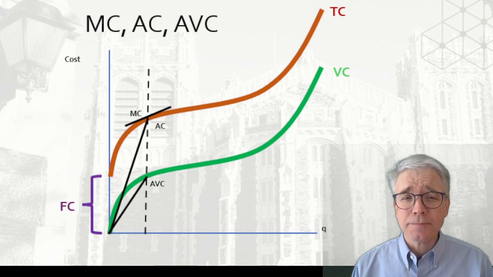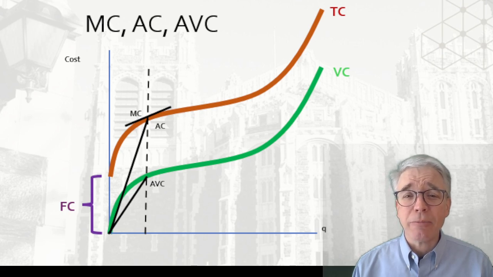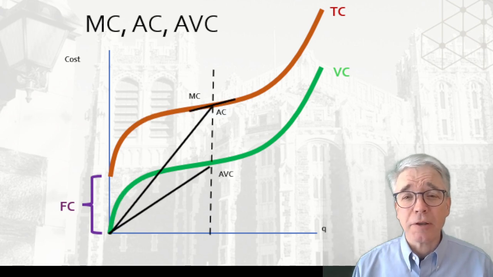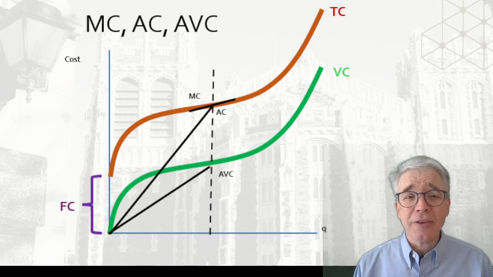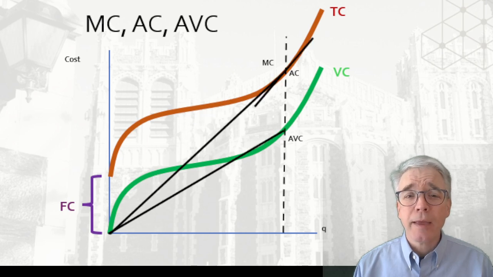at any given Q. For this low amount of production that I'm showing here, AC is high because it has a very steep slope, because there's not a lot of quantity being produced. At a greater production level, MC gets lower, that's the slope, and AC and AVC decrease as well. At even greater production levels, MC starts to rise again, and AVC and AC might also rise.